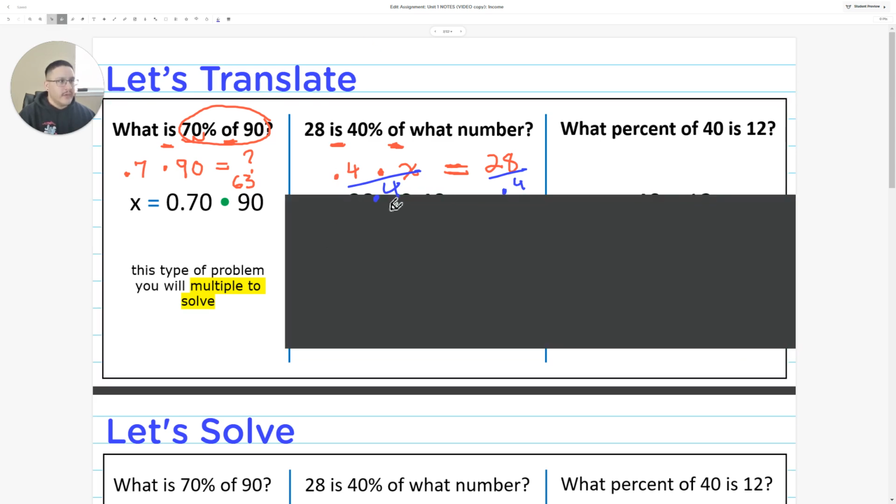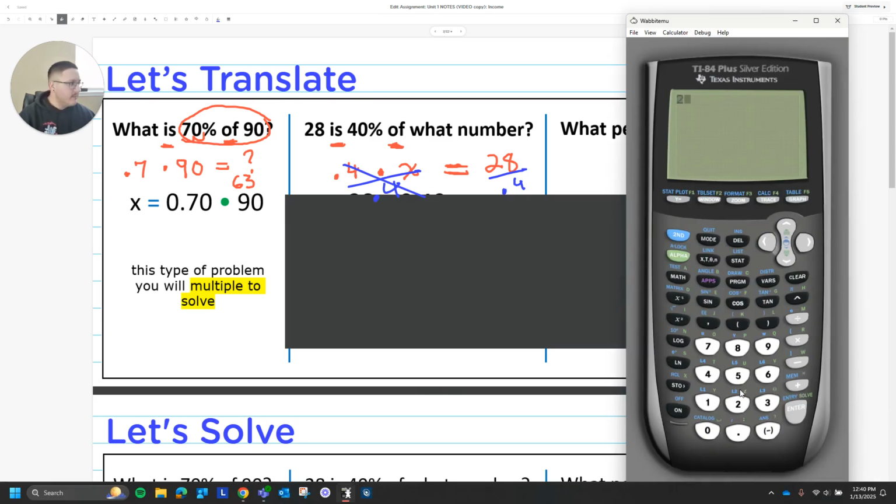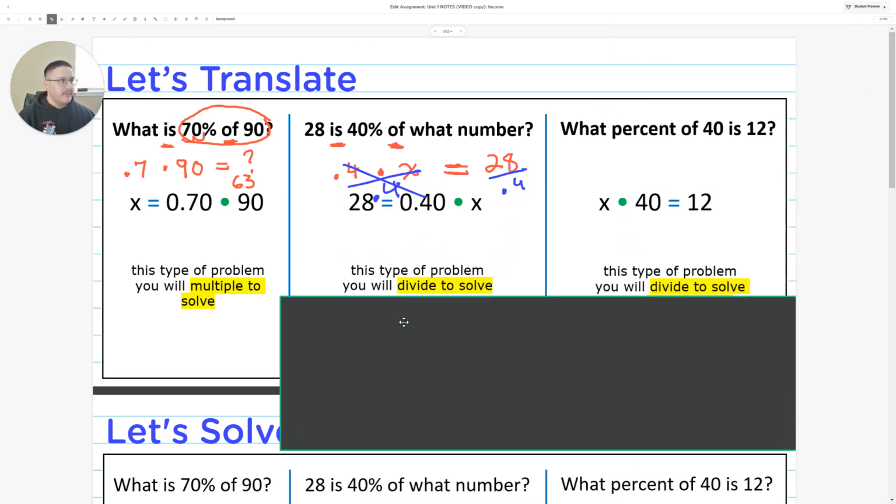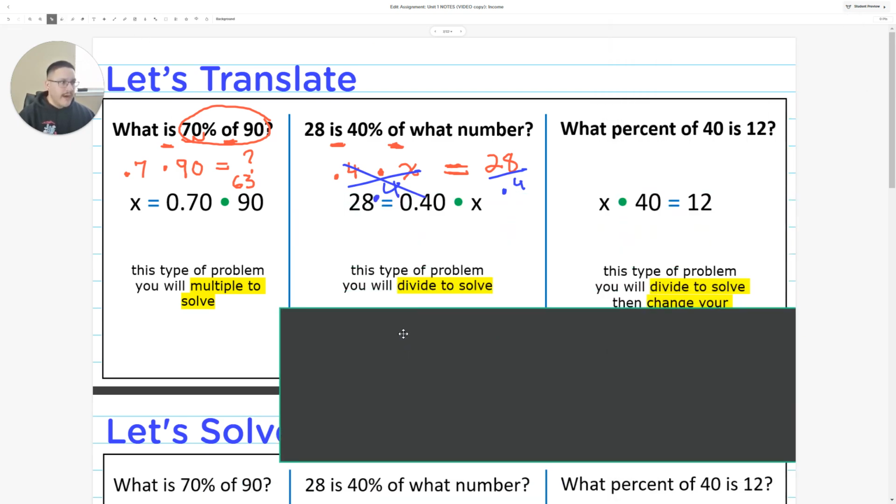That's going to cancel out here, and we have 28 divided by 0.4. 70 is our answer from this. So we will divide to solve the problem based on the way that we set this up. And again, x is equal to 70.